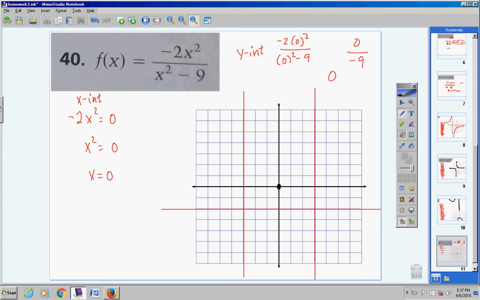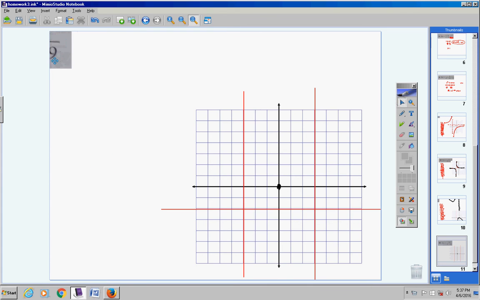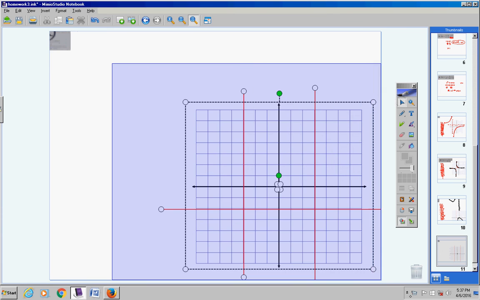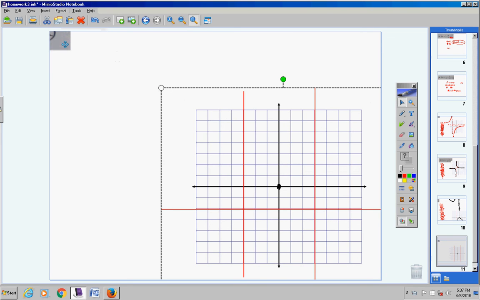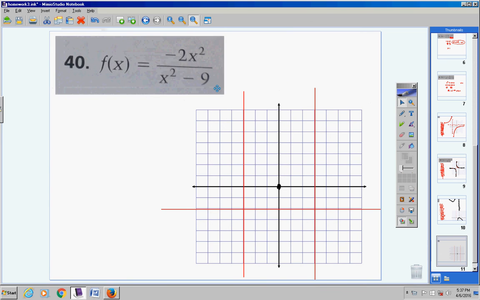So we found our vertical asymptotes and our horizontal asymptotes. We found our x and y intercepts. In this case, there's only one, right here at 0, 0. So let's go ahead and group that together so we can slide it around if we need to. And now let's do our table of values.